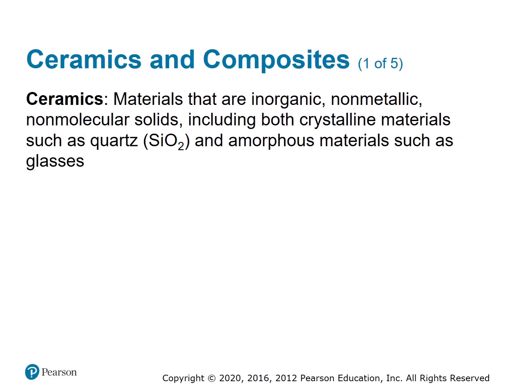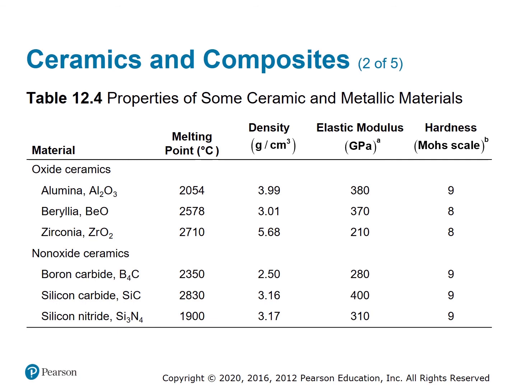Ceramics are a class of non-metallic, non-molecular solids that have certain shared physical characteristics. In particular, as you can see by looking at this chart, ceramics all have very high melting points and very high hardness. This is true for a wide variety of ceramics, including the ionic oxide ceramics at the top of the chart, and the non-oxide ceramics at the bottom.